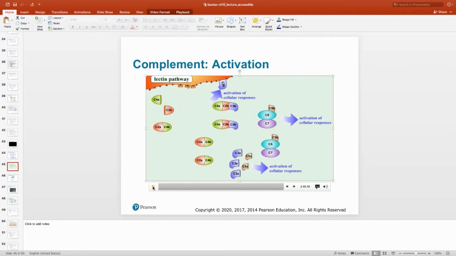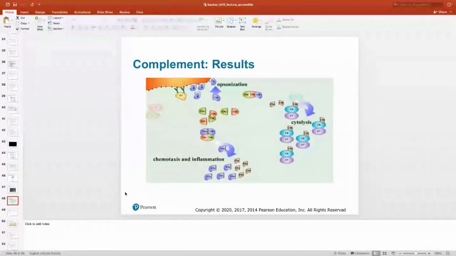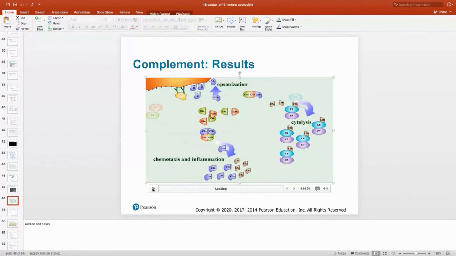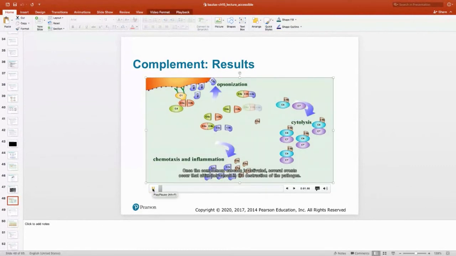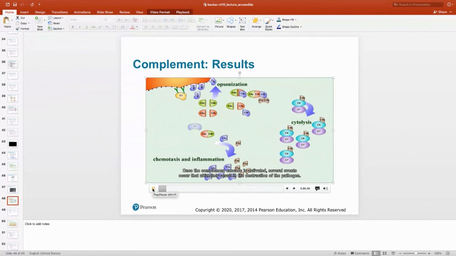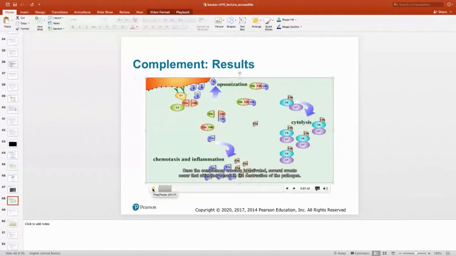So we have three known, well-defined mechanisms, cascades, if you will, that will activate the complement and cause cellular responses. So now that we've got activation of cellular responses, what are those cellular responses? Once the complement cascade is activated, several events occur that ultimately result in the destruction of the pathogen.